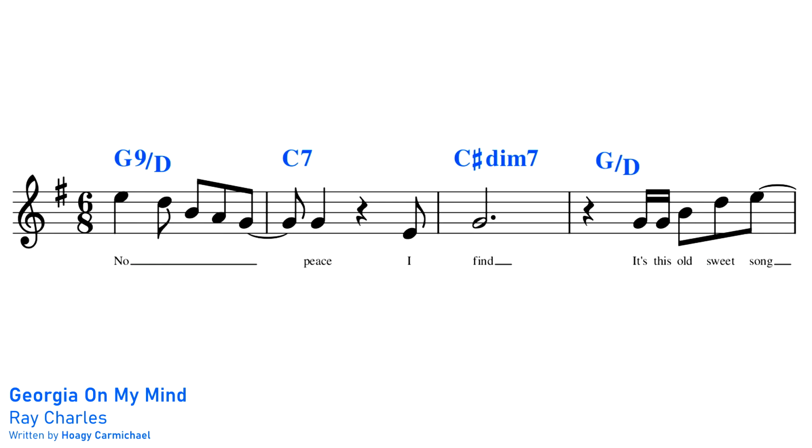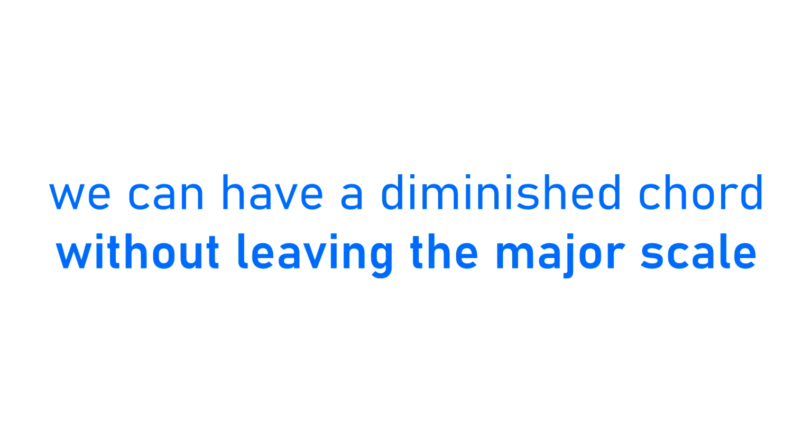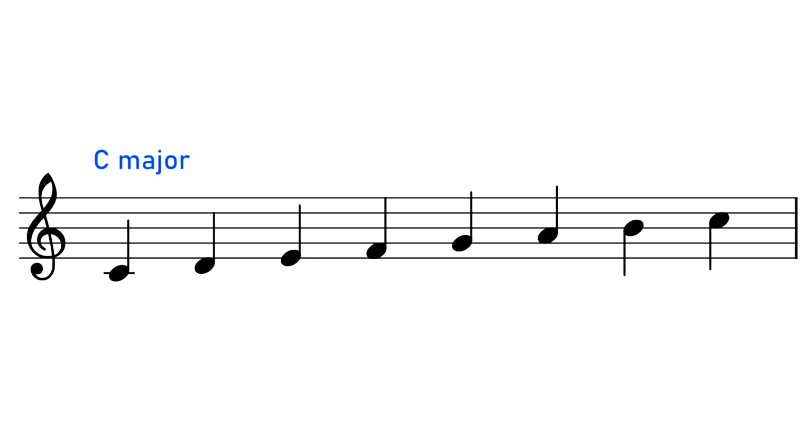But diminished chords don't have to be built on chromatic scale degrees. We can have a diminished chord without ever leaving the major scale. If we diatonically build a chord on the 7th degree of the major scale, then we will get a diminished triad. So in the scale of C major, we can naturally get a B diminished chord.